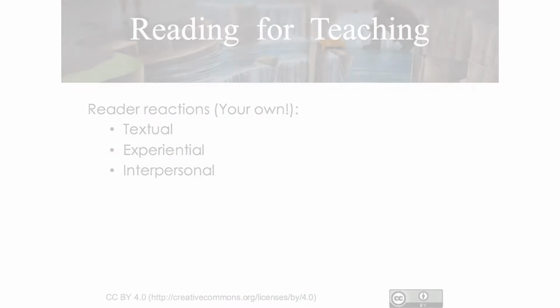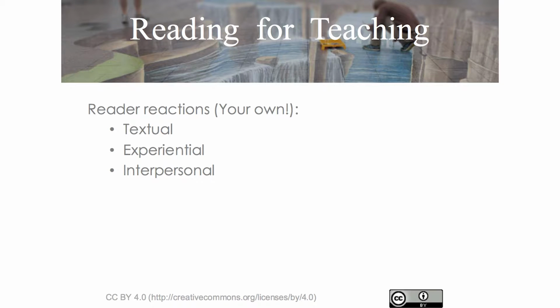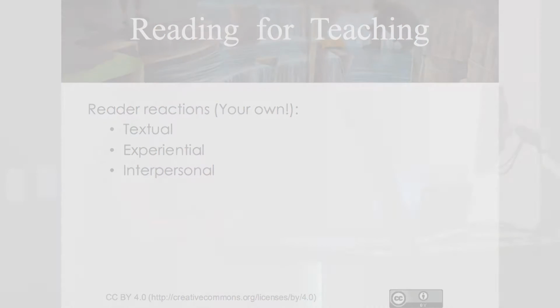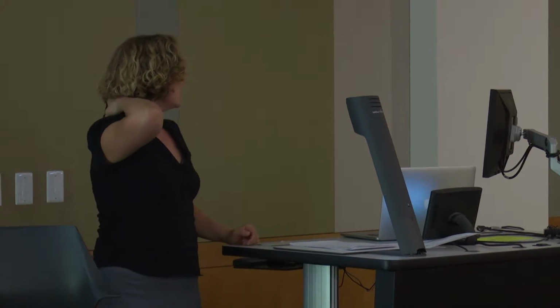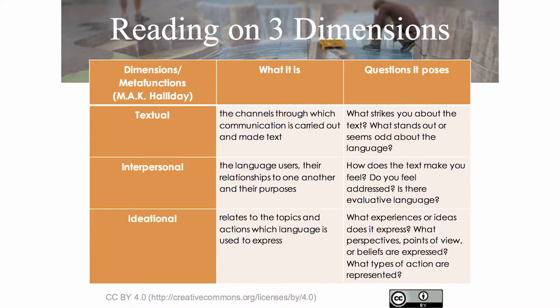But I'm going to give you a couple more terms to work with. The terms themselves aren't important. It's that they're forcing us to pay attention to different kinds of levels. And those are the textual level, the experiential level, and the interpersonal level. And I'll talk about those each a little bit more in detail, but you also have the descriptions in your handouts. And so the textual level is these channels through which communication is carried out that make something a text, right?